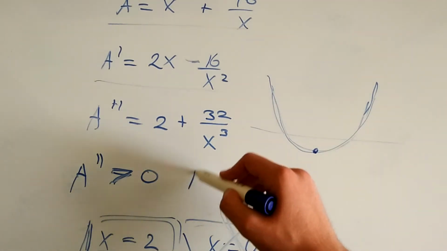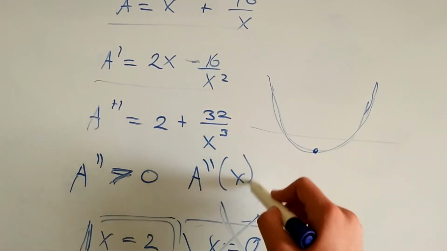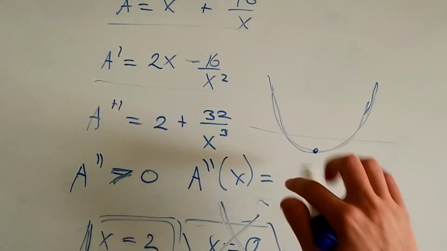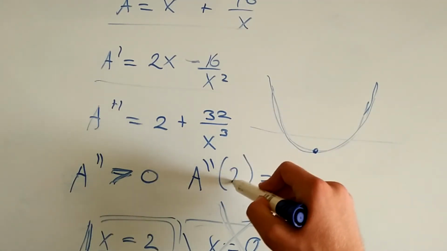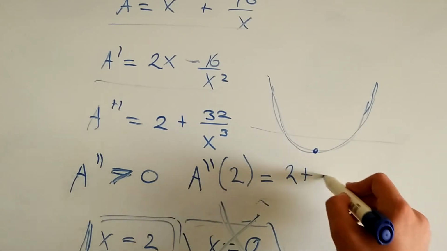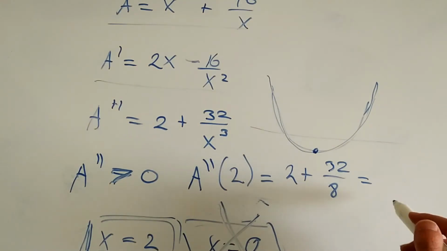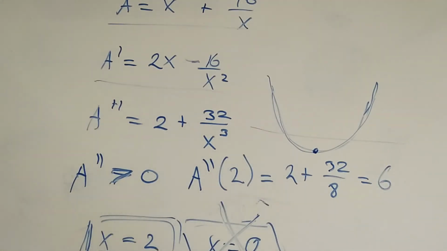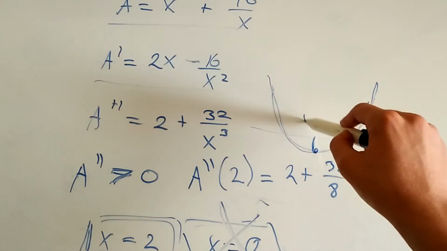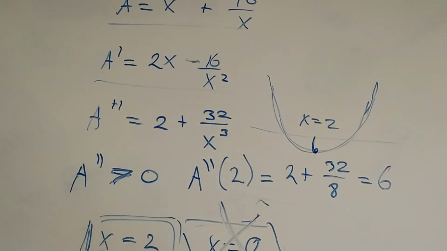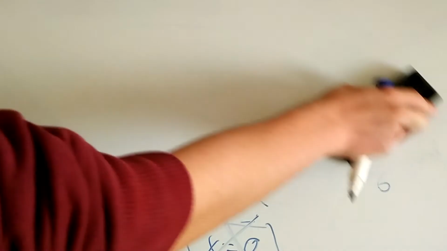And if I replace x with a 2 in the second derivative formula, we'll get 2 plus 32 over 8, which would be equal to 6. So when x is equal to 2, we have our minimum area. So this point right here, x is equal to 2. Okay, so we have our first dimension. We can find the other two.